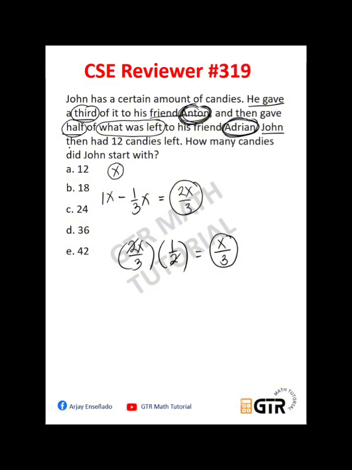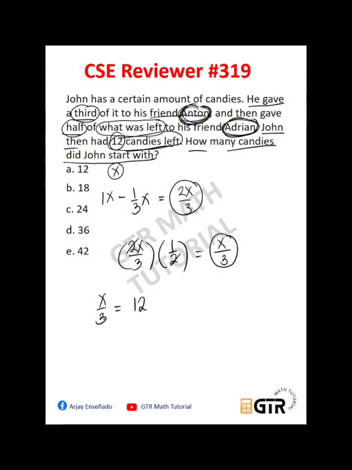So John then had 12 candies left. Okay? So the remaining x over 3 is equal to 12 candies. So the equation now will be x over 3 is equal to 12. So the question is, how many candies did John start with? So just find the value of x.